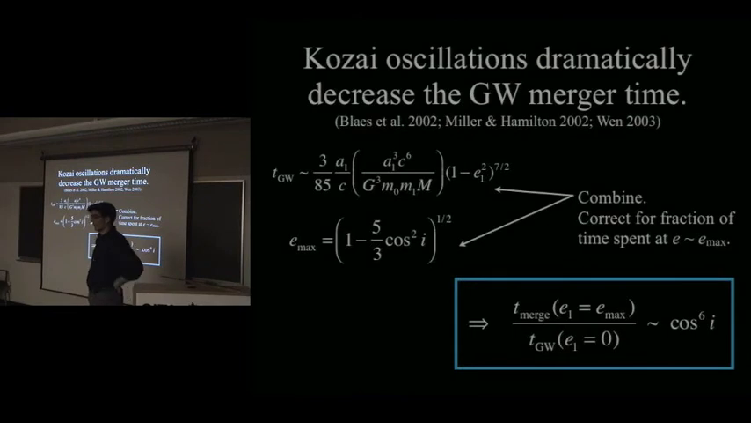Yeah, so the picture I would have is the following. You have the binary. It's being forced by Kozai oscillations to high eccentricity. But the system is evolving, and as it's evolving, it will eventually go into tidal contact.